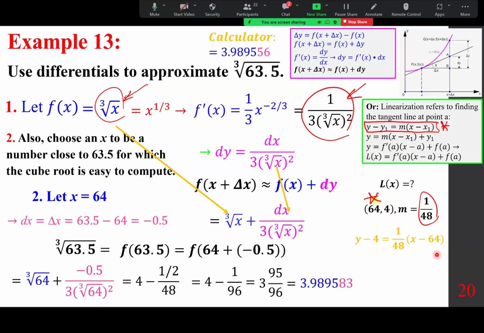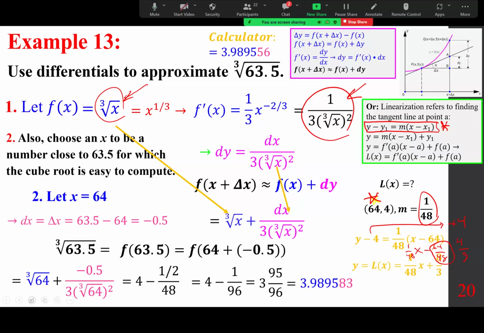So you multiply this through and you move the negative 4. So you get 1 over 48 x minus 64 over 48. They're both divisible by 16, 4/3. You move the negative 4, make it positive 4. This is negative 4/3 with 4 becomes 8/3.